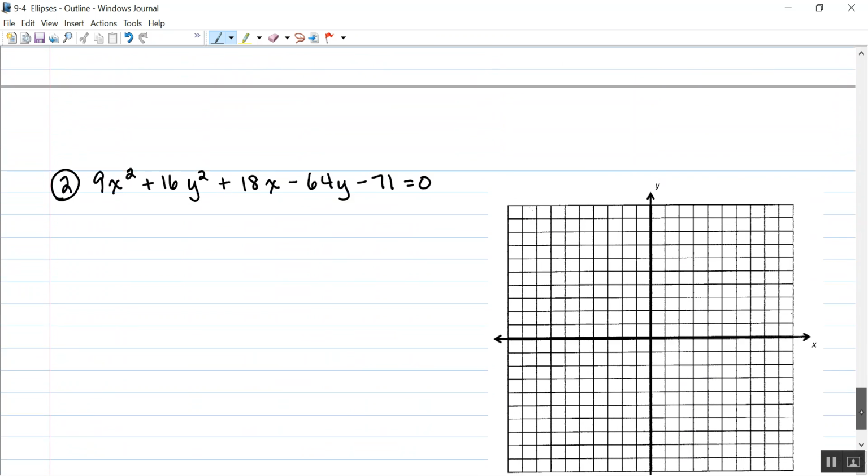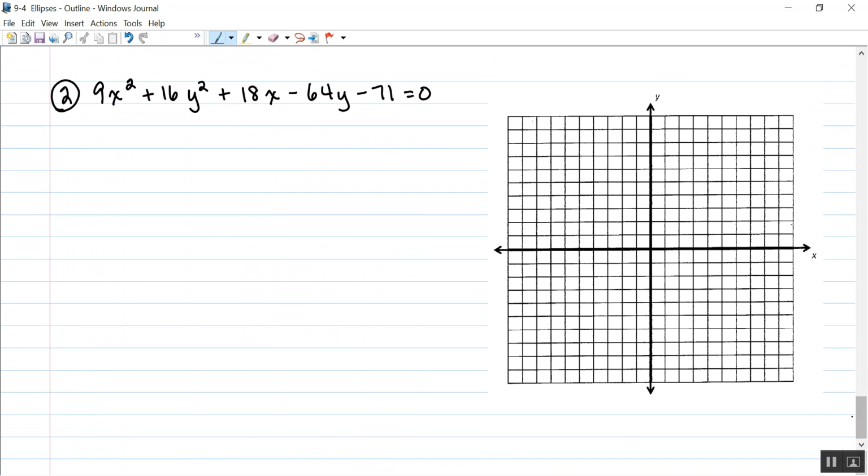And our last example here is a little more complicated because we're given the equation of the ellipse in general form and we need to put it into standard form. So we're going to have to do as we did with equations of circles and do the little completing the square trick. So the first thing I want to do is put my x's together.